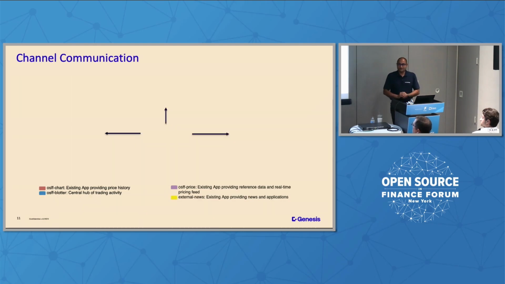Moving to use case number one, which is the channel communication. Let's see how it's going to work. In the next few minutes, I will take the blotter application. Again, all of those applications are independent. I will integrate it with the charting application. So I'll take the trade grid and integrate it with the charting application.